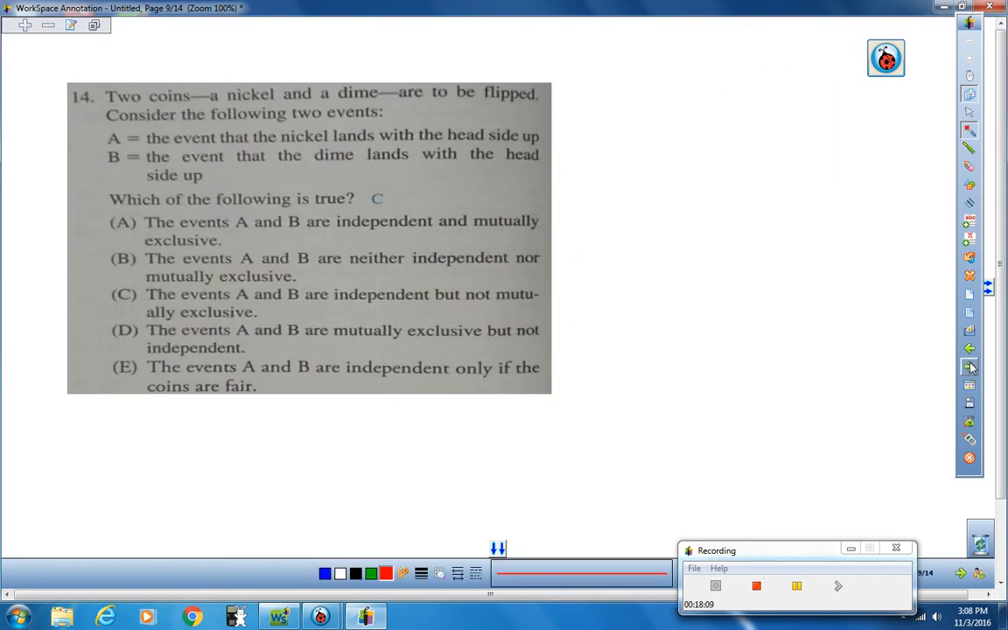Number 14. Two coins, a nickel and a dime, are to be flipped. Consider the following events. A is the nickel lands with the head side up. B is the dime lands with the head side up. Which of the following is true?